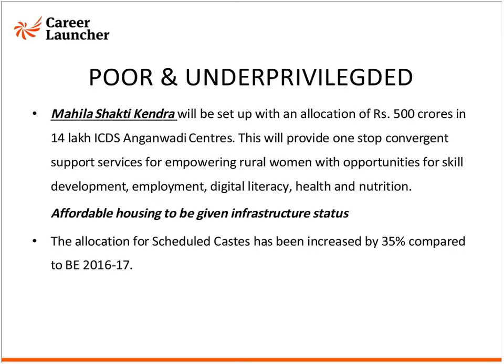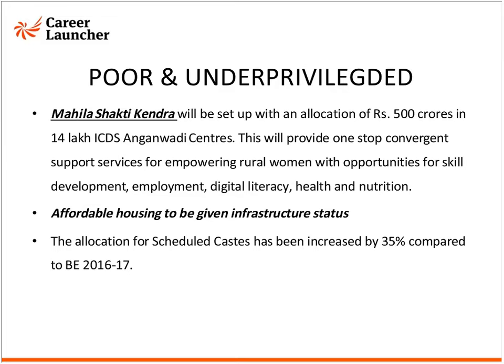Now, moving on to the next category, which is what they've done for the poor and underprivileged. Ignore the spelling error, I'm sorry, underprivileged. So you have Mahila Shakti Kendra, which will be set up with an allocation of 500 crores in 14 lakh Anganwadi centers. Anganwadis are centers that have been set up across the country, and these are going to be given allocation to become a Mahila Shakti Kendra. What is a Mahila Shakti Kendra?